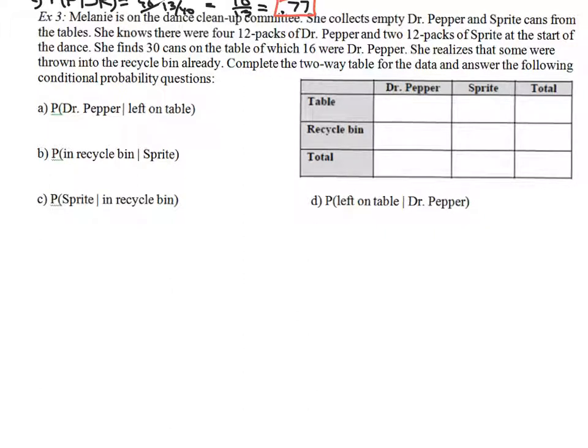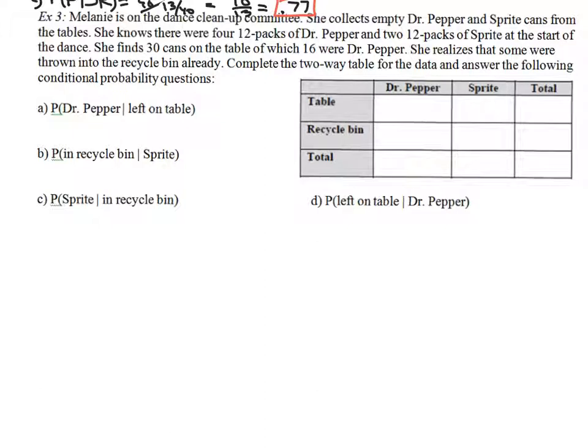Now for this one, I spread my work out a little bit more. Example number 3 says Melanie is on the dance cleanup committee. She collects empty Dr. Pepper and Sprite cans from the tables. She knows there were 4 12-packs of Dr. Pepper and 2 12-packs of Sprite at the start of the dance. She finds 30 cans on the table, of which 16 were Dr. Pepper. She realizes that some were thrown into the recycle bin already.